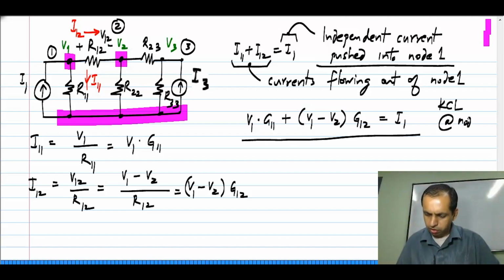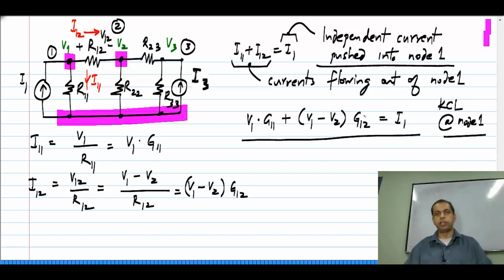This is KCL at node 1. So, the equation represents Kirchhoff's current law, and the individual terms in the equations have been written using the element relationships, in this case of a resistor. Okay. When I write the current here to be V1 times G11, I have used the element relationship already, and similarly, when I write the voltage across R12 to be V1 minus V2, I have used KVL, and V1 minus V2 times G12 is the current flowing in R12. I know this because of the VI relationship of the resistor. Okay. So, this is how I set down the equations, right.